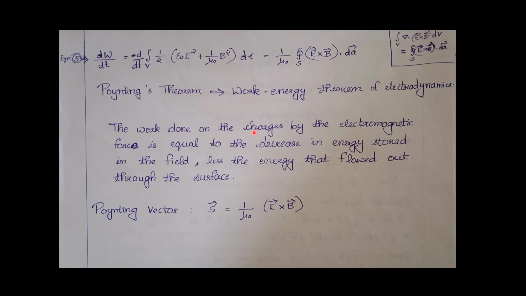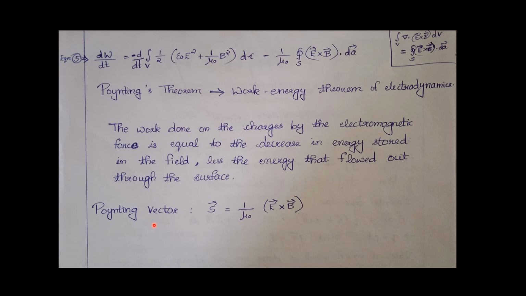The work done on the charges by the electromagnetic force, that is dW by dt, is equal to the decrease in energy stored in the field. We know that this is the energy stored in the field. So why do we say decrease? Because here there is a negative sign. So it is the decrease in the energy stored in the field, less the energy that flowed out through the surface. This is the energy that flowed out through the surface. So this is the difference between the negative of the energy stored in the field and that flowed through the surface. That is Poynting's theorem.